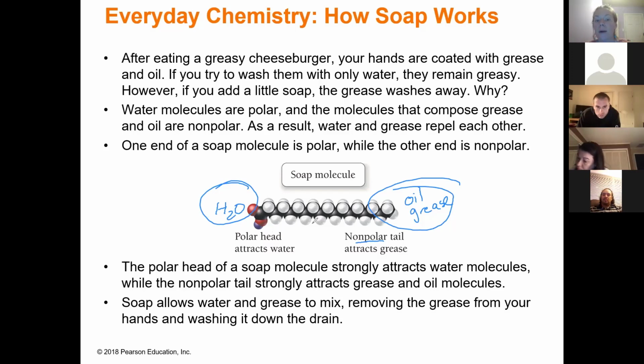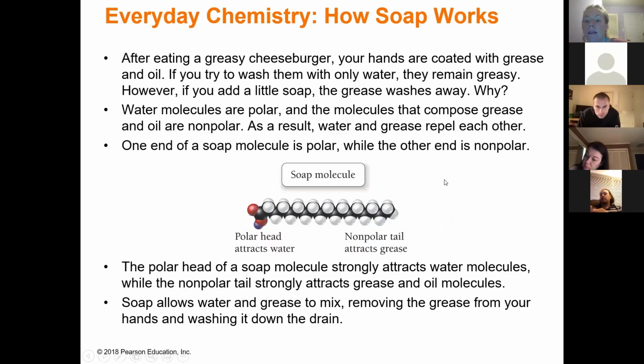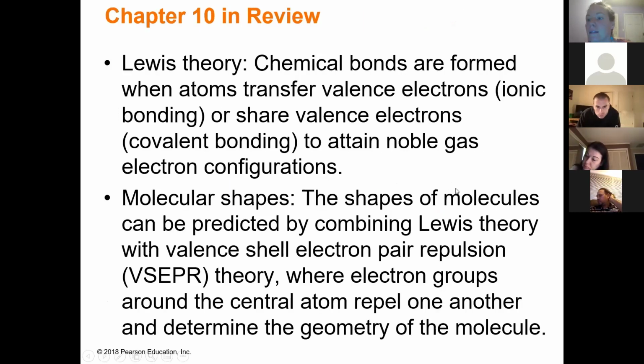So yeah, you probably want to be comfortable with how soap works, basics of it, really just knowing that there's a polar head and a nonpolar tail, and it acts as a bridge to connect these two things that would normally repel each other, right? And I believe that is it.